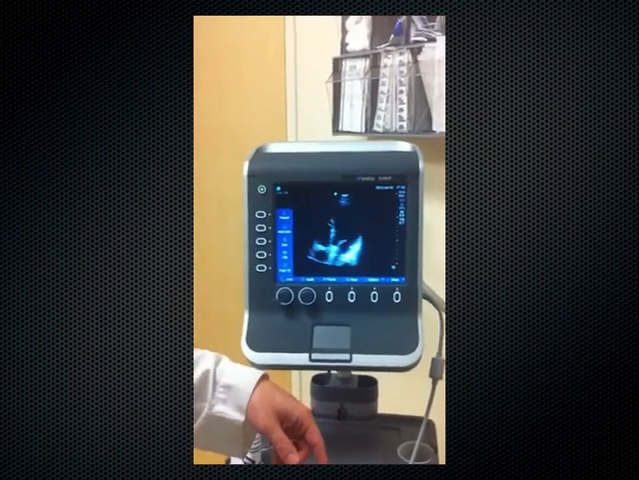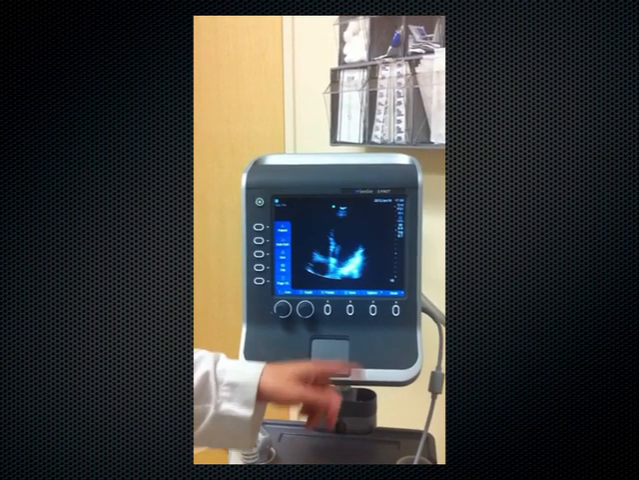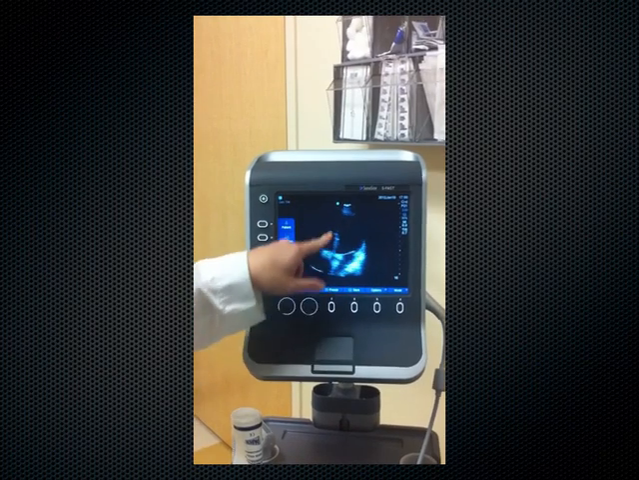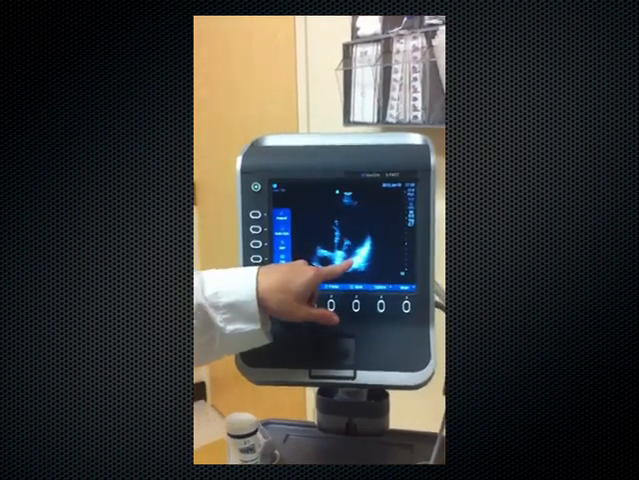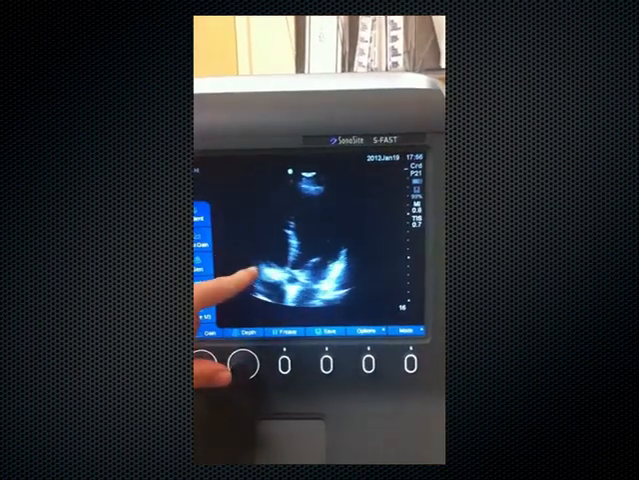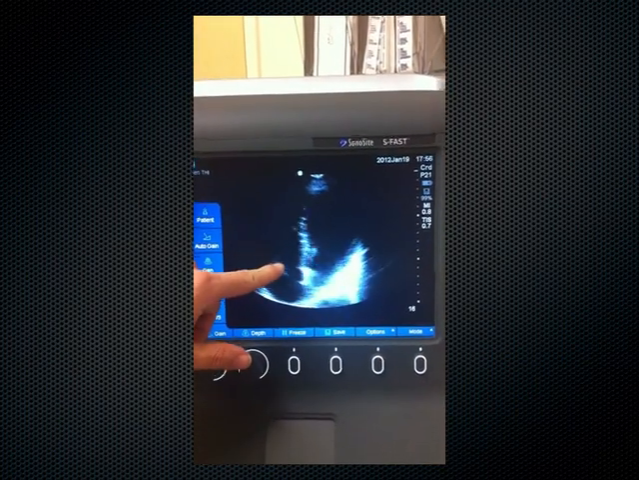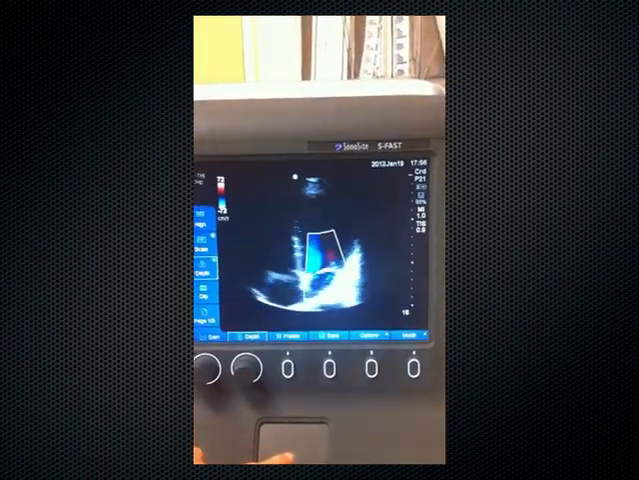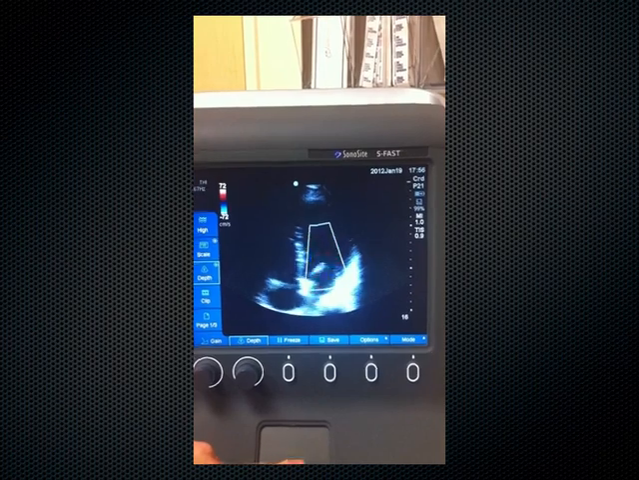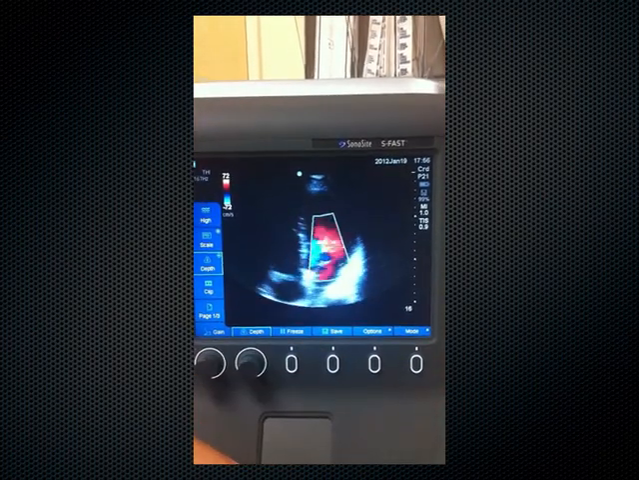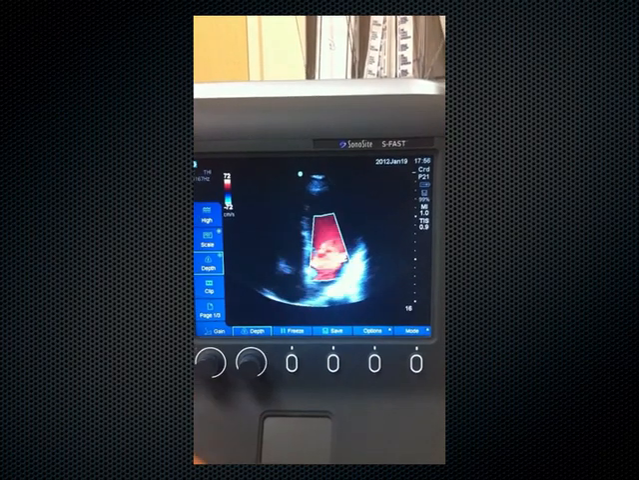So we have a four-chamber apical view of the heart. This is the apex. This is the left side of the heart and the right side. We have the left ventricle, left atrium, right ventricle, right atrium. And we have our mitral valve right here and our tricuspid valve right here. What I'm going to do next is put color Doppler through the mitral valve. You can see that essentially flow is towards the left ventricle, and there's no regurgitant jet that we can see on color Doppler.